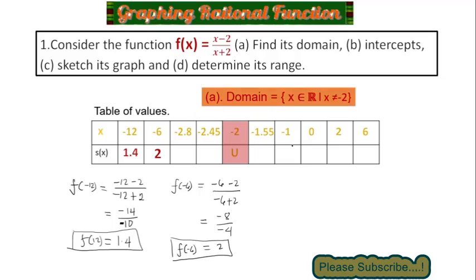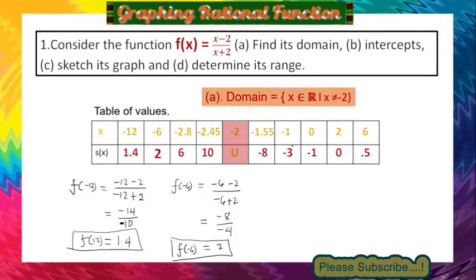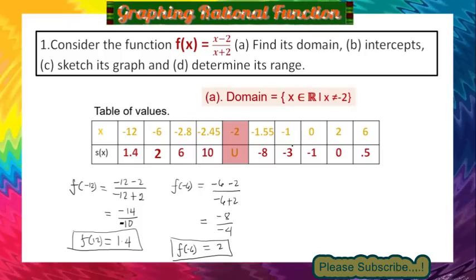So it is 2 when the value of x is 2.8, that is 6. When the value of x is 1.55, then the value of the function is 8. When x is negative 1, the function is negative 3; when x is 0, negative 1; when x is 2, the function is 0; and when the value of x is 6, then the value of the function is 0.5. After that, that is the last, then we'll proceed to how to graph this function.